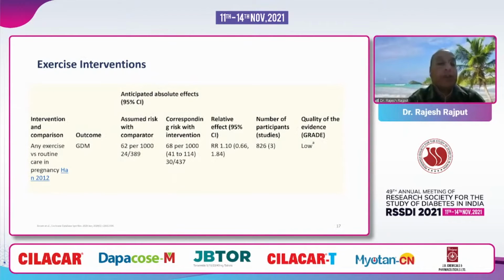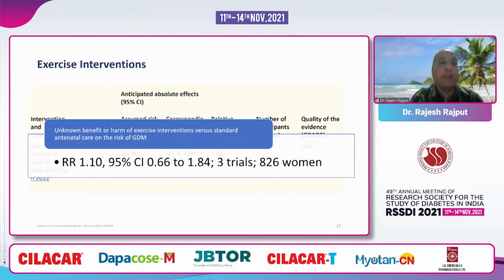If we see the benefit of exercise interventions alone, this study was published in 2012, and again it has been shown that the relative risk crosses the level of 1 and the quality of evidence is low. So we can summarize that there is not much benefit of exercise alone vis-a-vis standard antenatal care in reducing the risk of GDM.